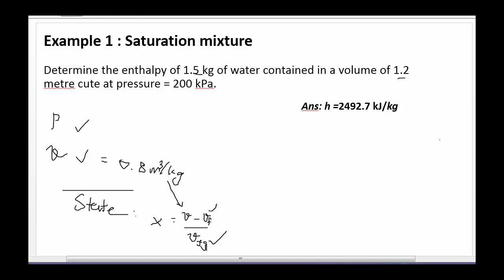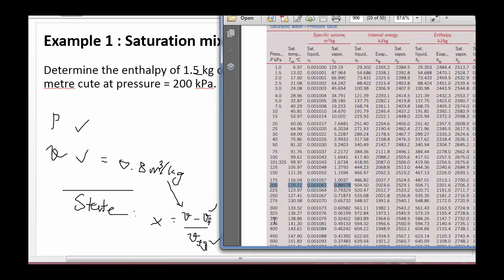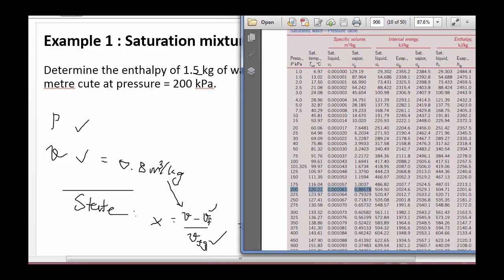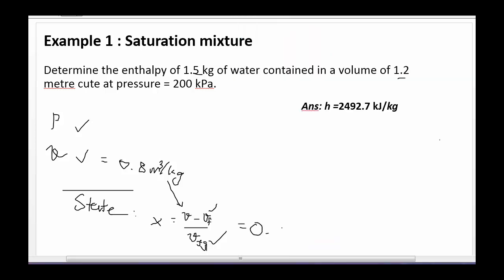This is also from your table. So pressing your calculator, you should get, try 0.8 minus 0.001061, divided by the difference, 0.88578 minus 0.001061. I get 0.9030. Okay, you found your other intensive property.